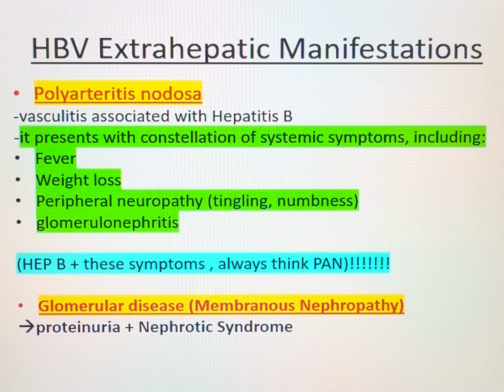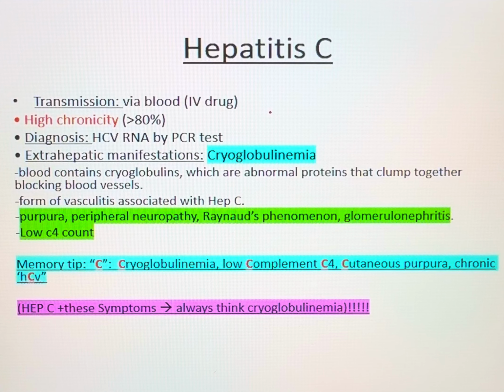Let's move to hepatitis C. Hepatitis C is mainly transmitted through blood by intravenous drug use. The most important fact about hepatitis C is that it is highly likely to become chronic, more than 80%. The diagnosis is made by HCV RNA done by PCR test.